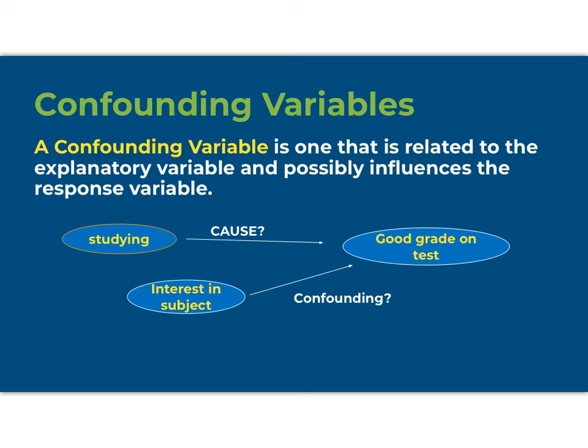I have my explanatory variable that I care about, which is studying. I think that studying is going to cause me to get a good grade on a test. But maybe I have this confounding variable of interest in the subject. So maybe my interest in the subject is also influencing the response I'm looking at, good grade on the test, but it's also related to studying. I might be more willing to study because I'm interested in it.